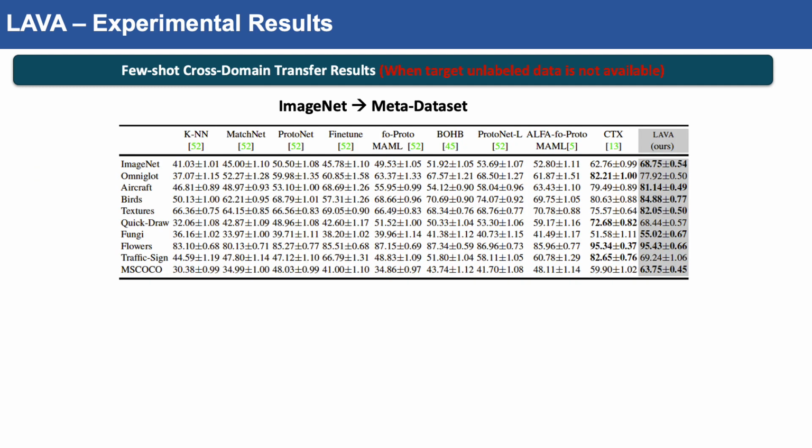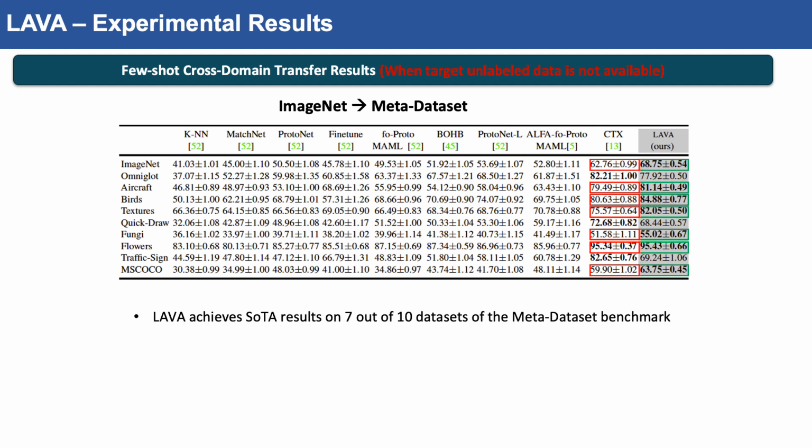We also evaluate LAVA in cross-domain few-shot transfer on the challenging Meta-dataset benchmark. LAVA shows strong performance where it outperforms state-of-the-art on 7 out of its 10 datasets.